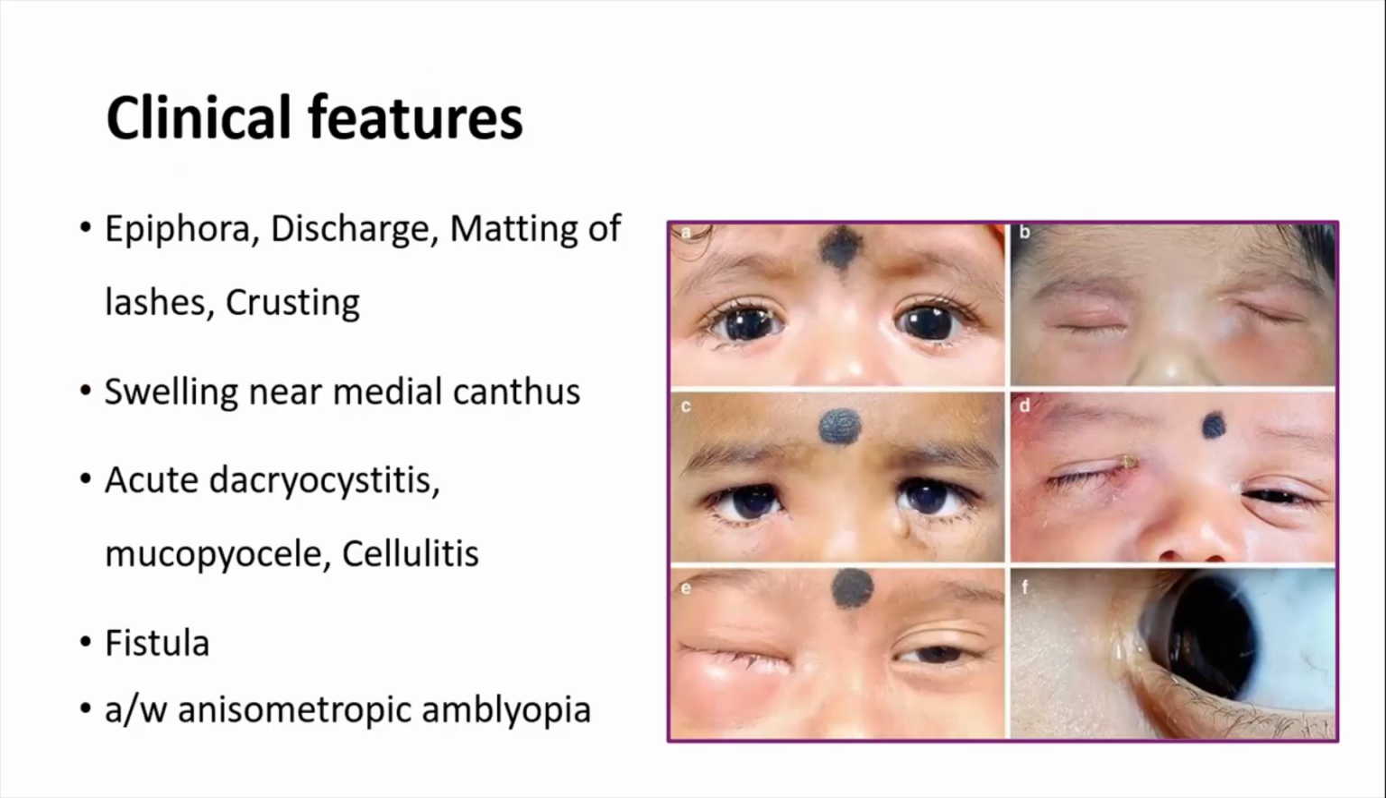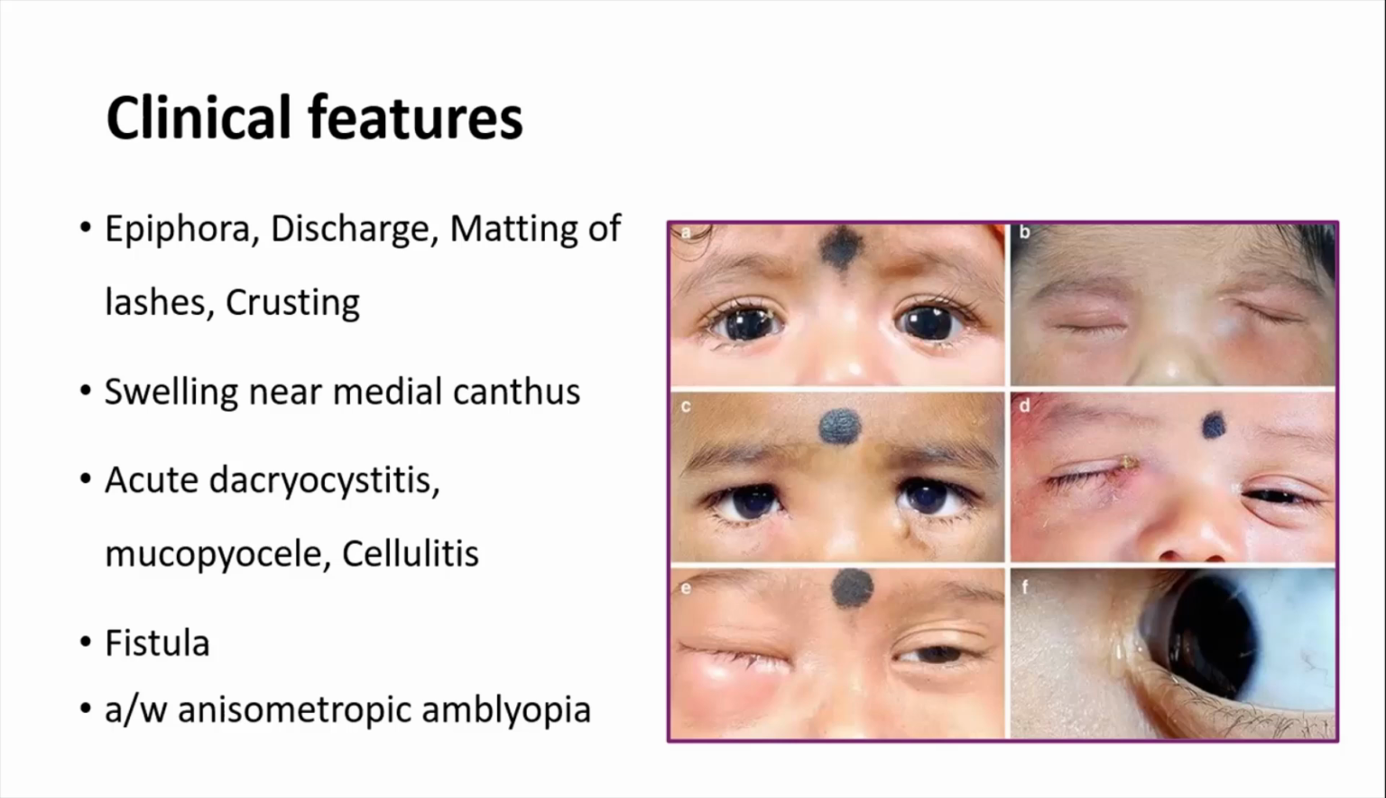The clinical features are the presence of epiphora, discharge, matting of the eyelashes, along with crusts, and this is the most common presentation. Usually it is there at birth or a few weeks after birth when the tear secretion starts developing. Sometimes they can present with a bluish mass near the medial canthus, also known as an amniotocele, dacryocele, or dacryocystocele. Sometimes they can have secondary infection, and it can present as dacryocystitis with surrounding cellulitis or even orbital cellulitis.